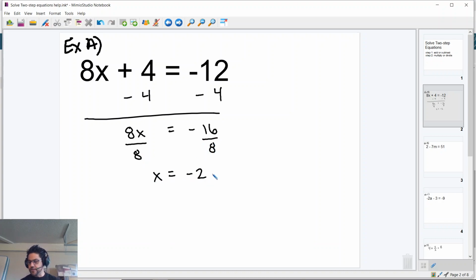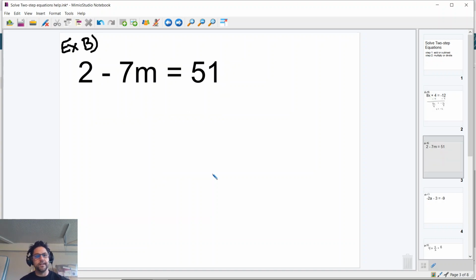So again, trying to solve our two-step equations. Solving equations is probably the most important thing we can have you learn and remember before you move on to high school.